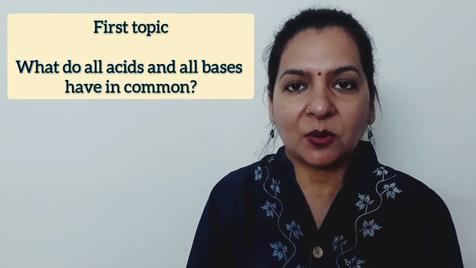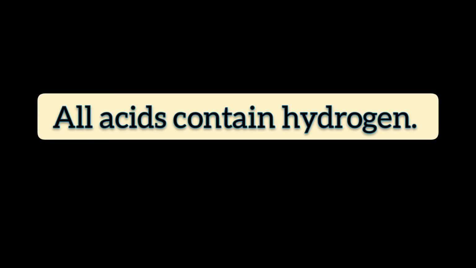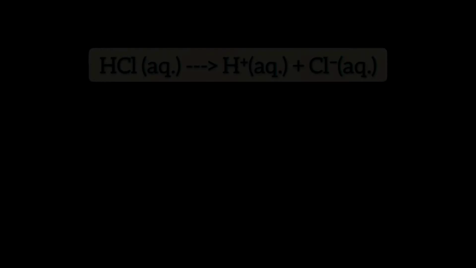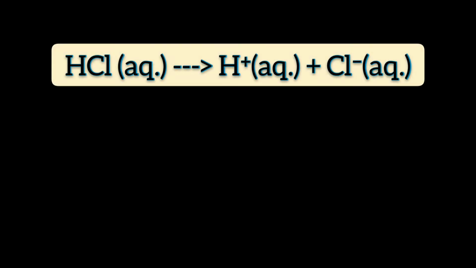Let's see what is common in all acids. All acids contain hydrogen, and when an acid is dissolved in water, it separates out as positively charged hydrogen ion in the solution. For example, hydrochloric acid, when dissolved in water, which is called aqueous solution of HCl, dissociates to form hydrogen ion and chloride ion.